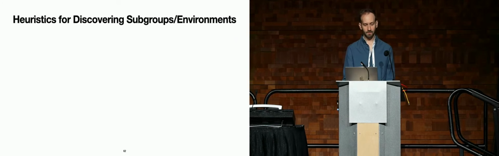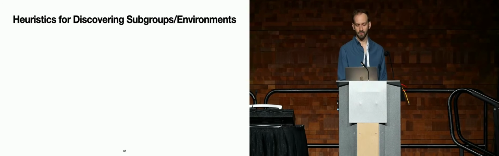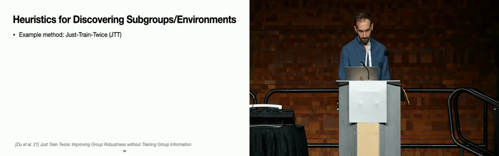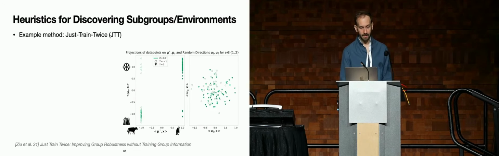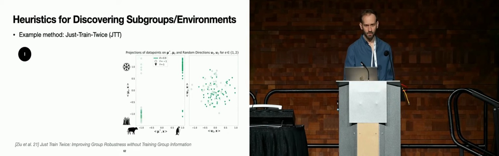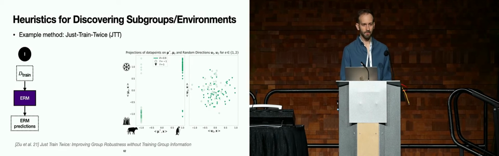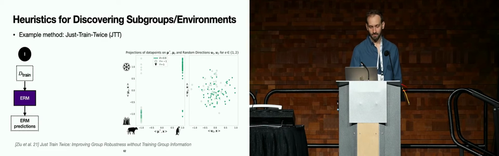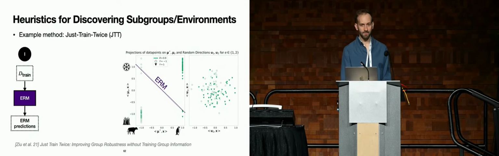So people thought hard about ways to achieve robustness without this auxiliary data, and here is one popular example of a method for this task. The example I'll go through very quickly is just train twice by Liu et al. If we go back to our synthetic example of the cows and the penguins, their method will proceed as follows. It will first just train a model with empirical risk minimization, as we talked about. We'll try to minimize our loss, and we'll get our ERM predictions. This will be perhaps the ERM classifier learned here.